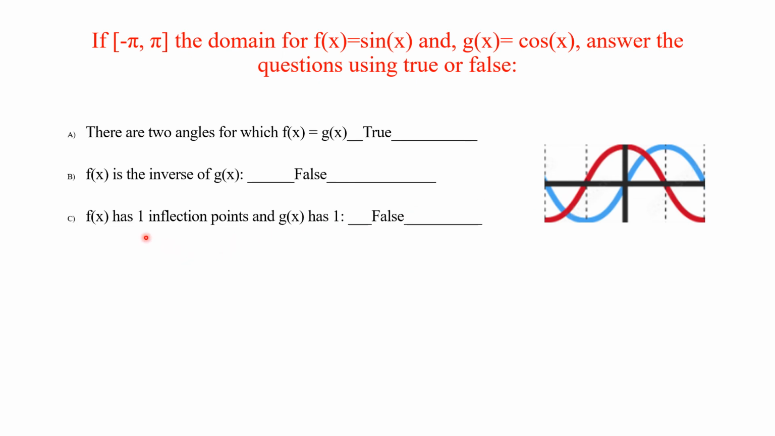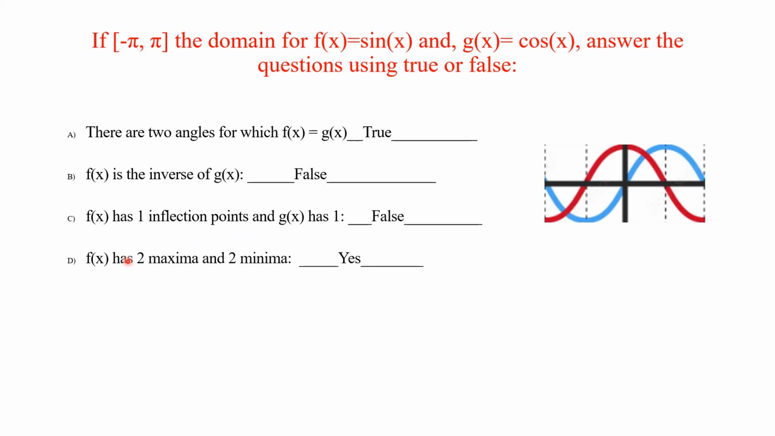The next question is, f of x has 1 inflection point and g of x has 1. Let's take a look at the inflection point. F of x is the blue, and true. The blue has an inflection point right here, and it's 0 for x, 0 for y. So it has 1. But when it comes to the brown one, the brown one has an inflection on this side and an inflection on this side. So the answer is false. It's true only for f of x, but it's false for g of x, because g of x has 2 inflection points.